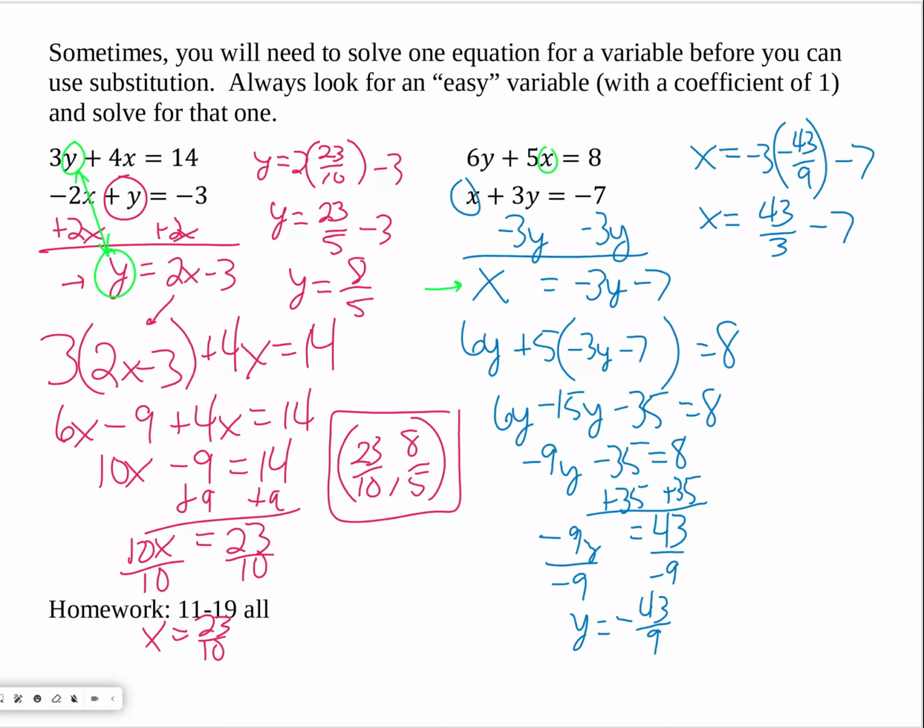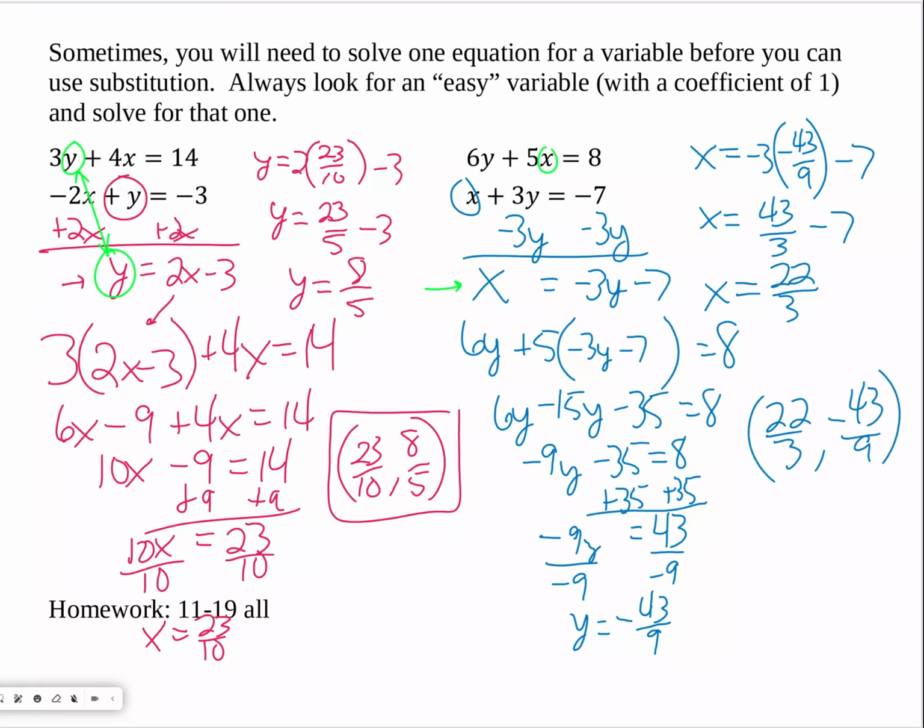Then we need to find a common denominator, which is going to be 3. So 7 turns into how many thirds? That's going to be 21 thirds. So 43 thirds minus 21 thirds. This is going to give us x equals 43 minus 21 is 22 thirds. So now we have an ordered pair: 22 thirds, negative 43 ninths.